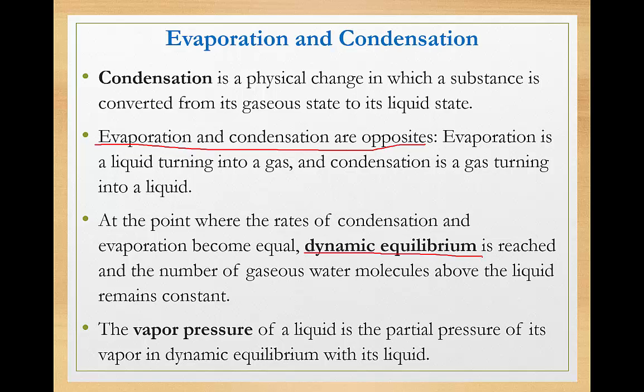At this point, the number of gaseous molecules above a liquid remains constant. It doesn't mean that those same molecules are going to stay as a gas, but it means for every one molecule that goes from a gas into a liquid, another molecule is going to gain that energy and kick out from the liquid into the gas phase. And once we've reached dynamic equilibrium, this is then translated as the vapor pressure of the liquid. The vapor pressure of the liquid is the partial pressure of the vapor when it is in dynamic equilibrium with the liquid. So vapor pressure becomes very important to us in certain applications.